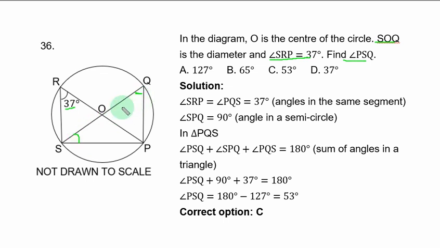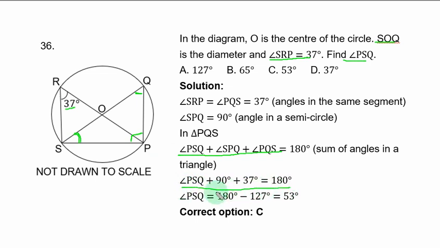If SOQ is diameter, it means this angle is 90 degrees, angle in a semicircle. So you know two of the angles. To get this angle, if you add all the angles together, the sum is 180. Sum of angles in a triangle. All I have said put together will land you here and here as well.